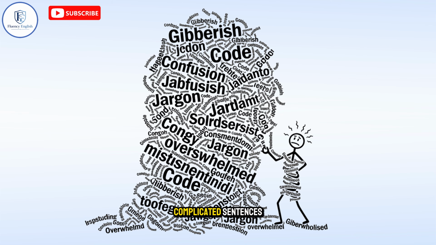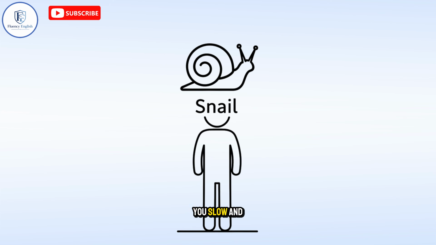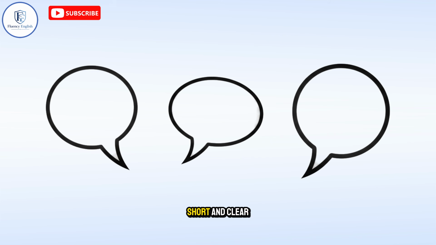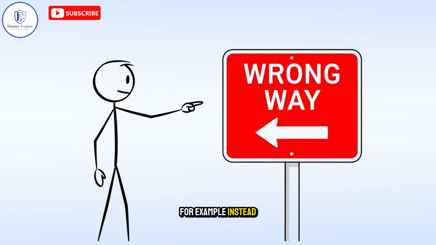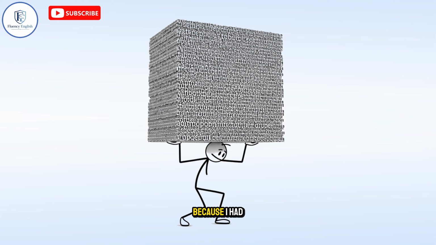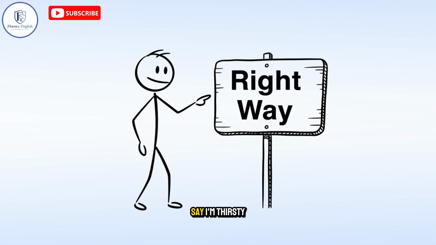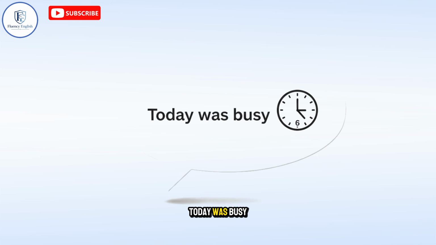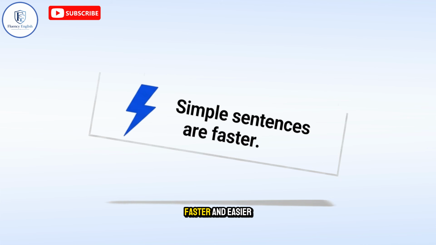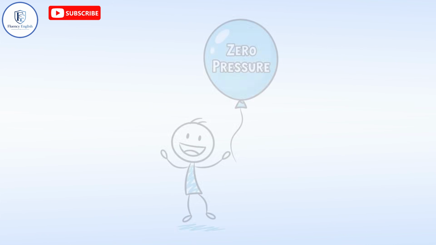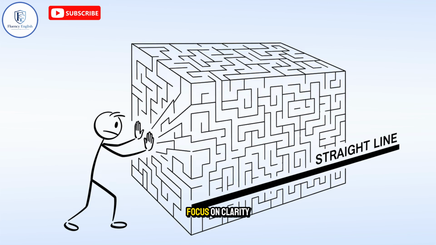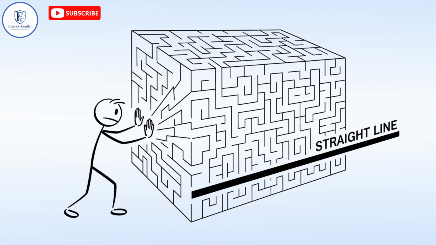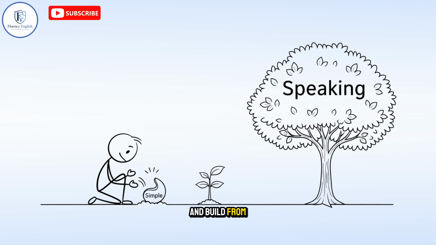2. Use short and easy sentences. Don't try to speak in long, complicated sentences. That only makes you slow and confused. Keep your sentences short and clear. Break big ideas into small parts. For example, instead of saying, I am extremely tired because I had many responsibilities today, say, I'm tired. Today was busy. Simple sentences are faster and easier to understand. They help you speak with less pressure. At first, it may feel too basic, but simple English is natural English. Focus on clarity, not complexity. Start small, speak clearly, and build from there.